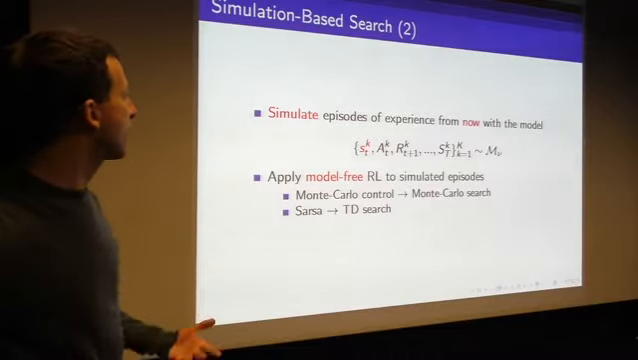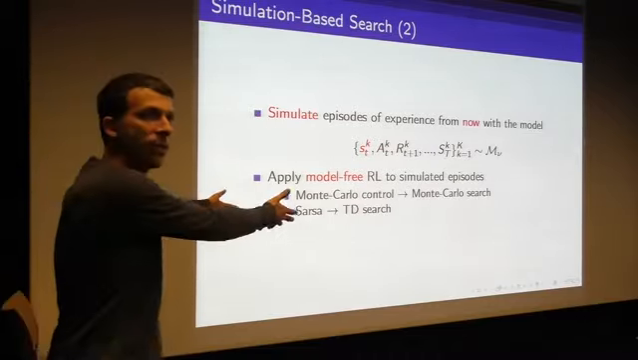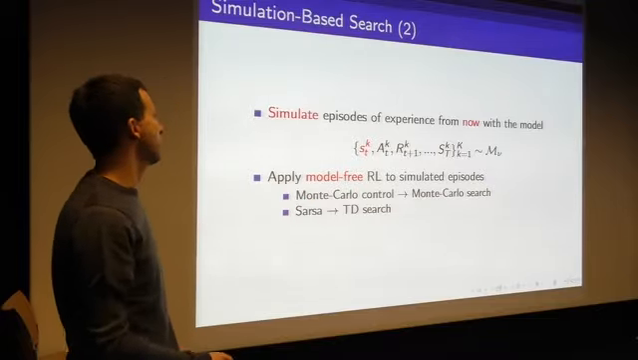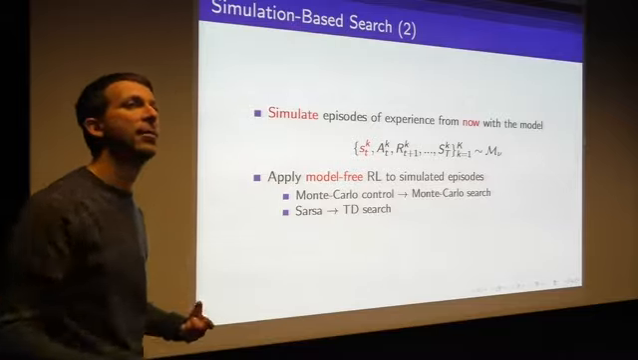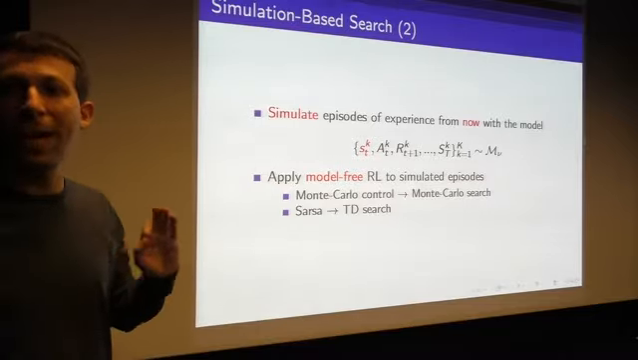So we pick our favorite model-free RL algorithm. It's not meant to be exhaustive. You could pick anything. You could use least squares policy iteration. You could, you know, pick your favorite method, apply it to your simulated experience, and you have a search algorithm.